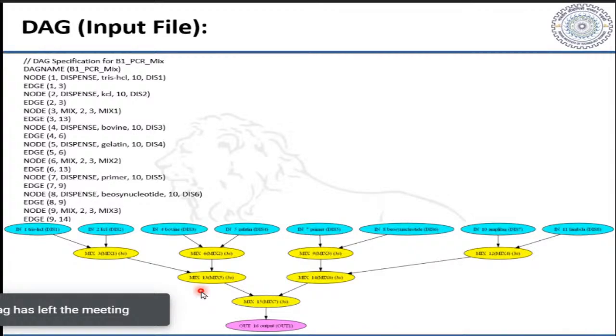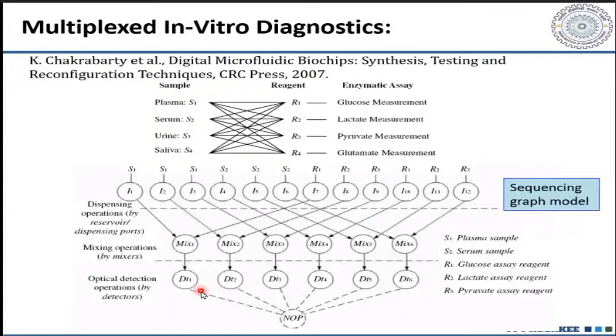Okay, so now let us talk about the synthesis, or this kind of chip design. How is this being automated? It is automatically designed by computer by solving some algorithms. Here we are taking one example called multiplexed in vitro diagnostics, and this takes 4 different samples. You can see here: plasma, serum, urine, and saliva.